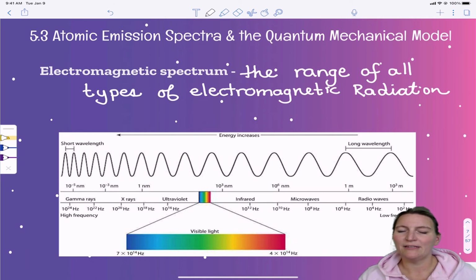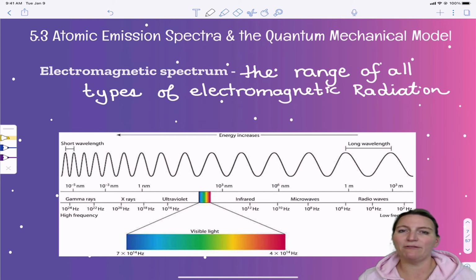Hi there. Now that we have gone over the relationship between wavelength and frequency of electromagnetic radiation, we're going to introduce how energy fits into that equation, literally. And this picture that you have on your screen right now is a picture of what we call the electromagnetic spectrum. And the electromagnetic spectrum is the range of all the different types of electromagnetic radiation.